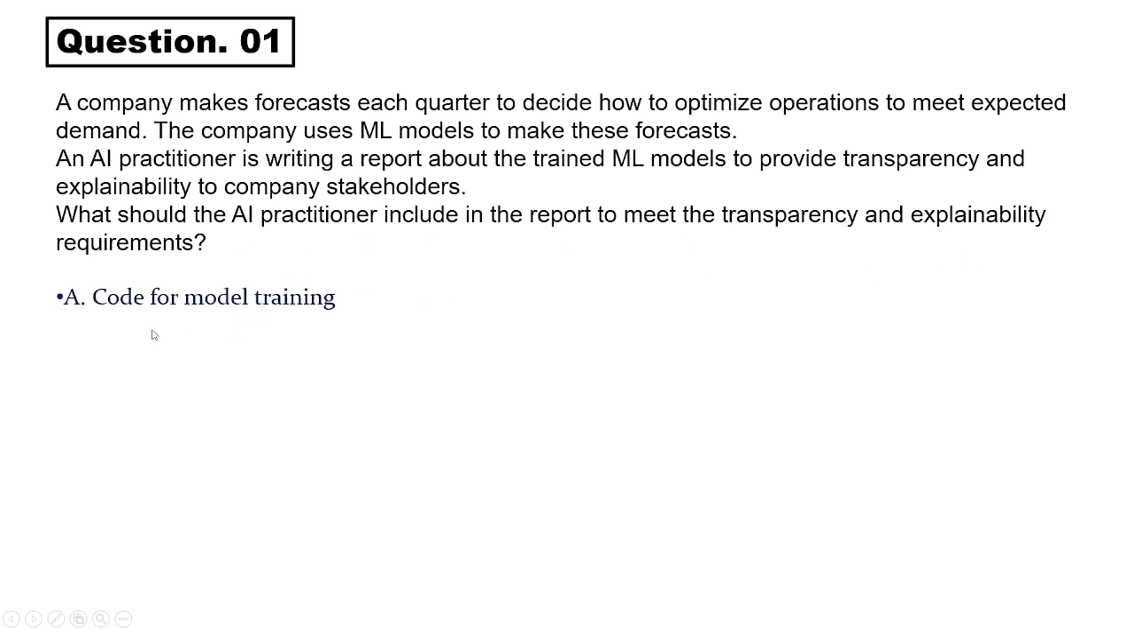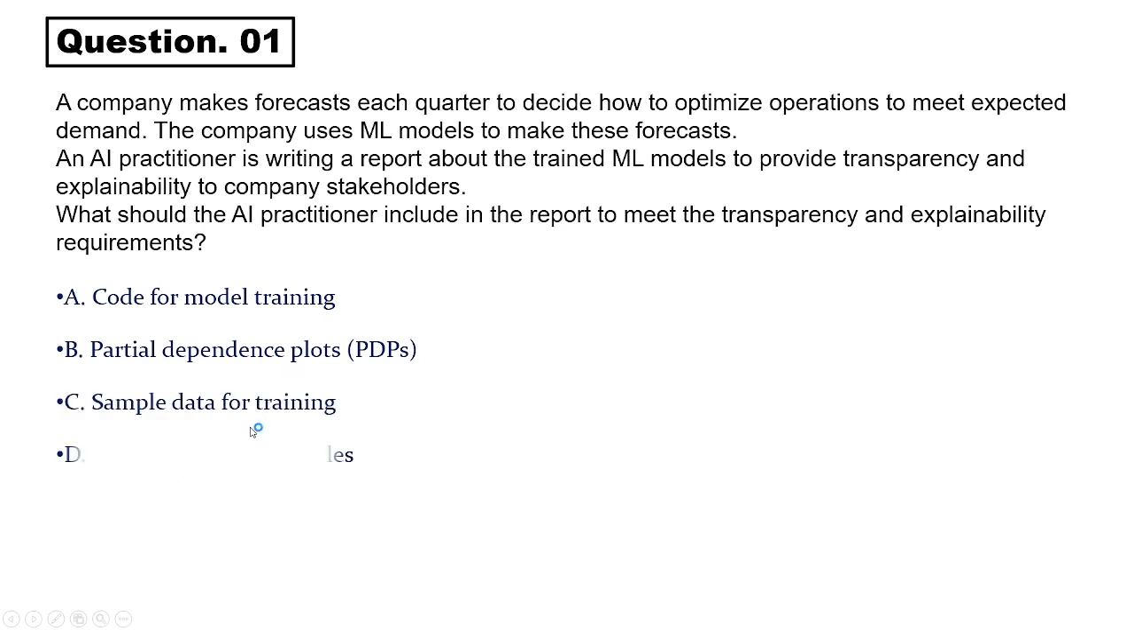Here are the options. Option A, code for model training. Option B, partial dependence plots, that is PDPs. Option C, sample data for training. Option D, model convergence tables. So take your time to guess the correct answer. Okay, now let me reveal the correct answer.